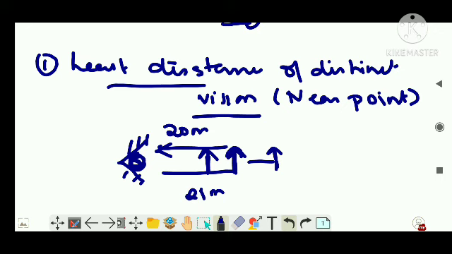So the distance for which the eye lens can focus the light on the retina, or any object that can be distinctly seen at a minimum distance, is known as the least distance of distinct vision. Clear? Right.